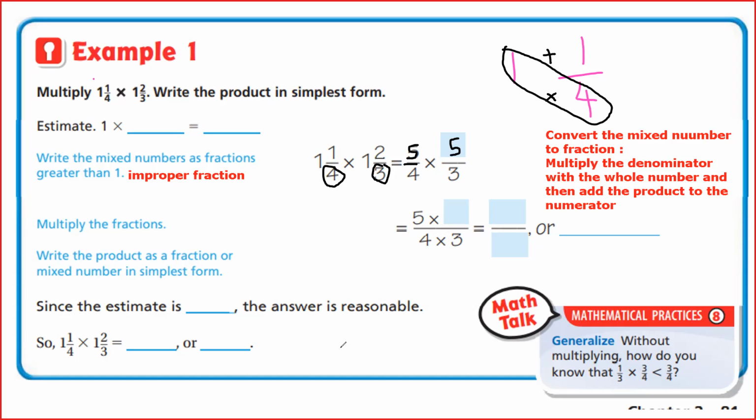I have now to multiply as I know before. How can I multiply? I have to multiply the numerators by each other: 5 times 5 over 4 times 3. And 5 times 5 is 25, and 4 times 3 is 12. So up to now, we have seen how to convert from a mixed number to a fraction, and then how to multiply. Is it clear?